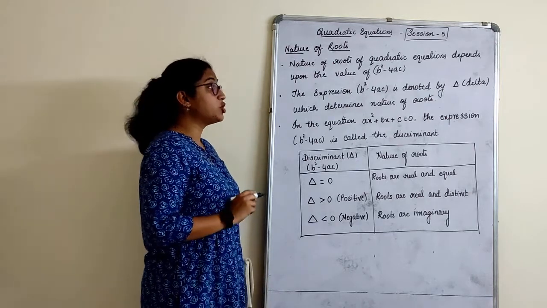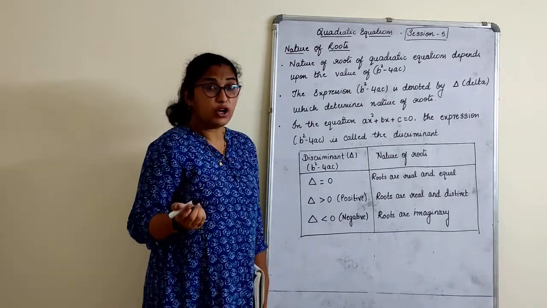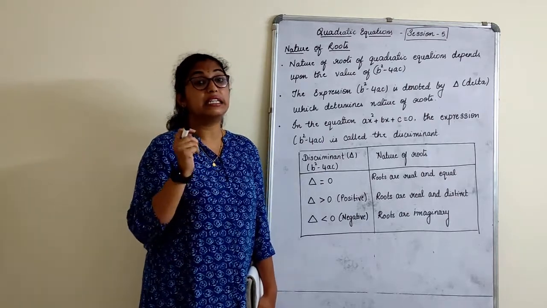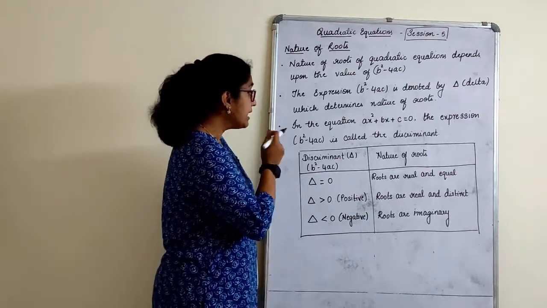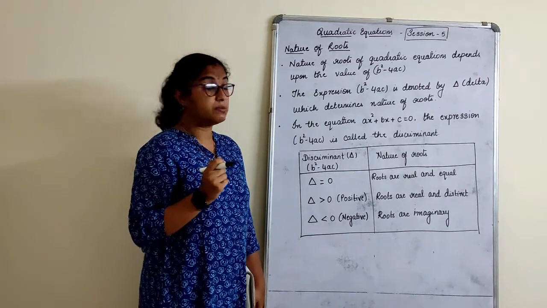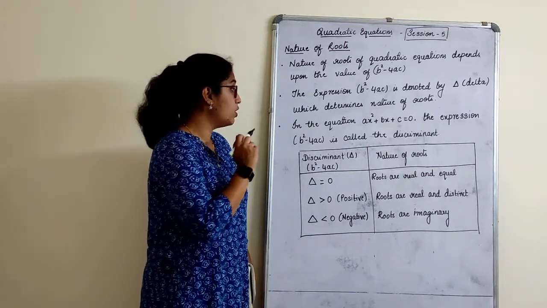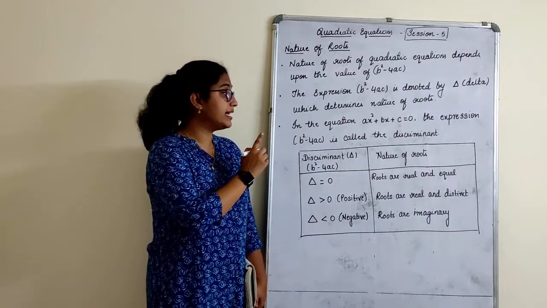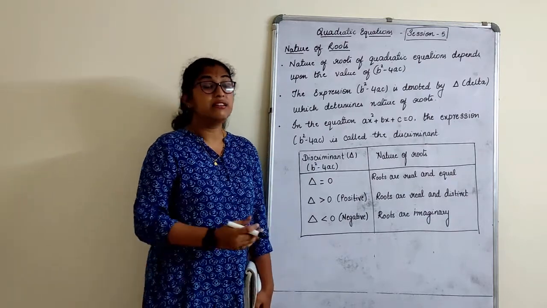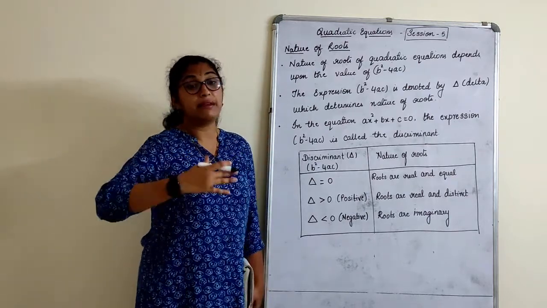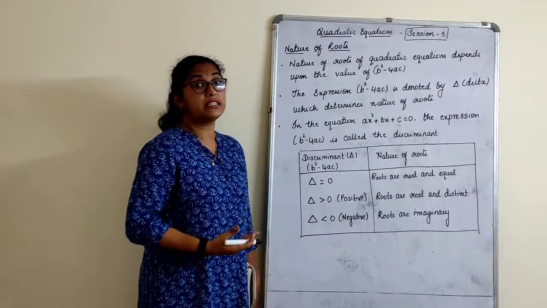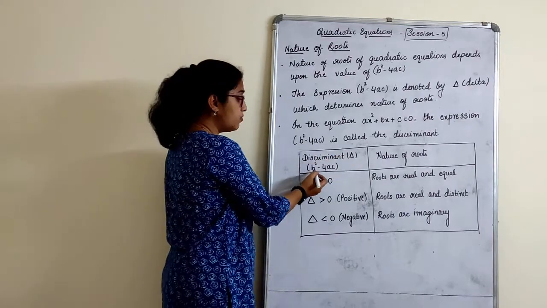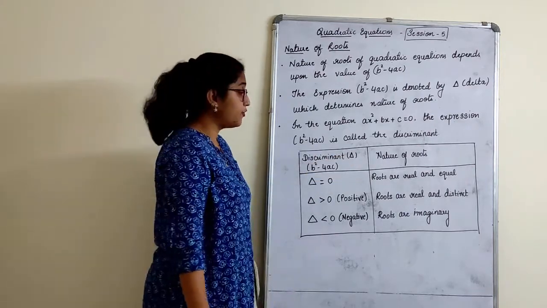Next, the expression b square minus 4ac, we all know it is denoted by delta, which determines the nature of root. In the equation ax square plus bx plus c is equal to 0, the expression b square minus 4ac is called the discriminant. We have already done this in the previous exercise. So the discriminant, that is delta, is b square minus 4ac.